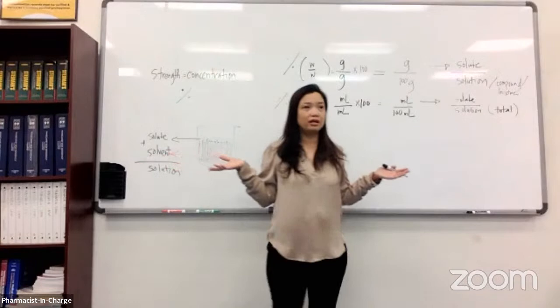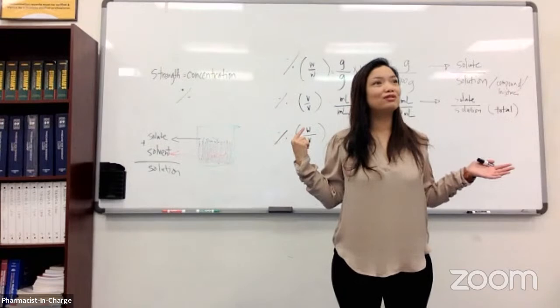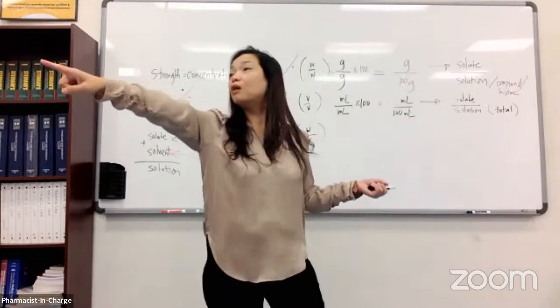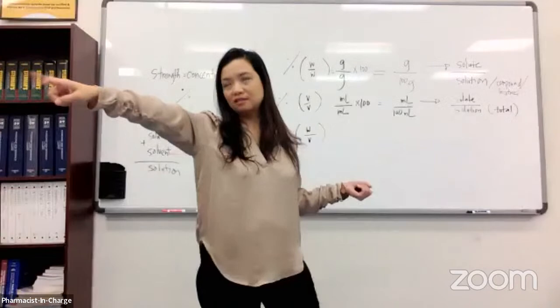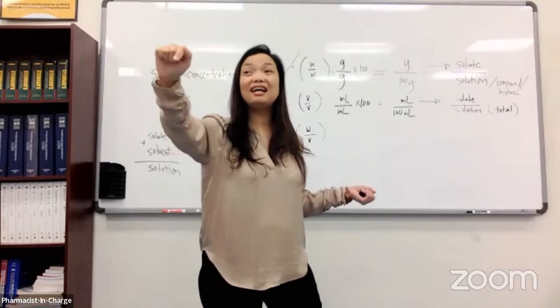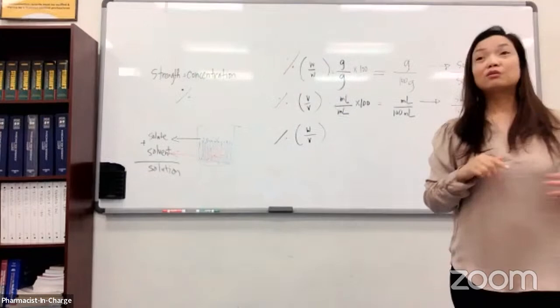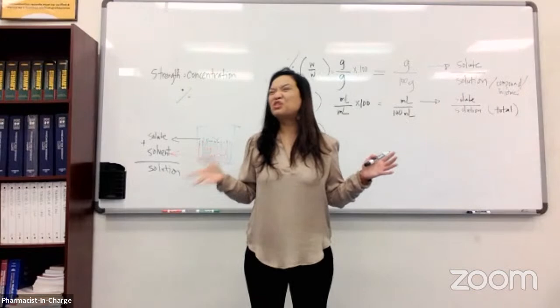Which one is the solute? Which one is the solvent? The one with the water and solvent. Correct. But another way to put it is whichever one has less is the solute, and the one with more is the solvent, because you're dissolving it. That's a dissolving medium.